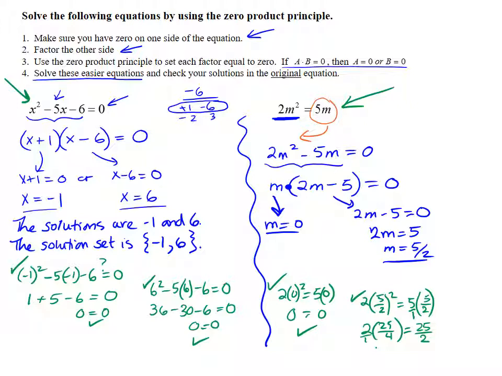But remember, with fractions, you can cross cancel when you're multiplying. So 2 goes into itself once and into 4 twice. So really what we have here is 25 halves on both sides. So we have both of these solutions checking. So once again, I have two solutions. I could just say the solutions are 0 and 5 halves.